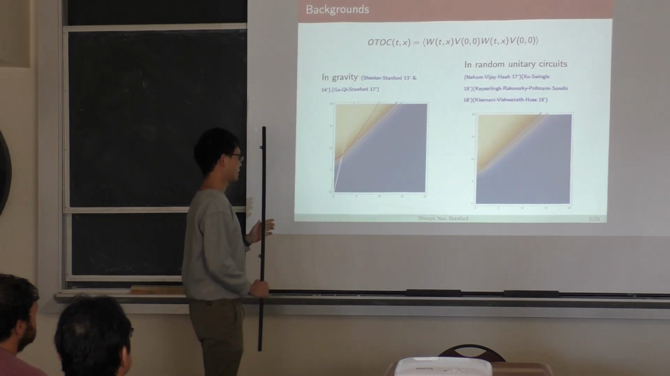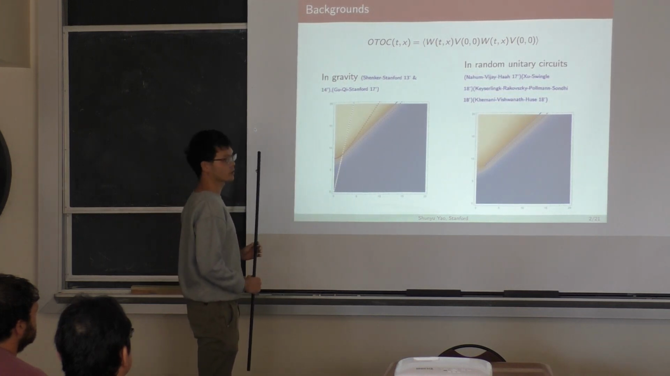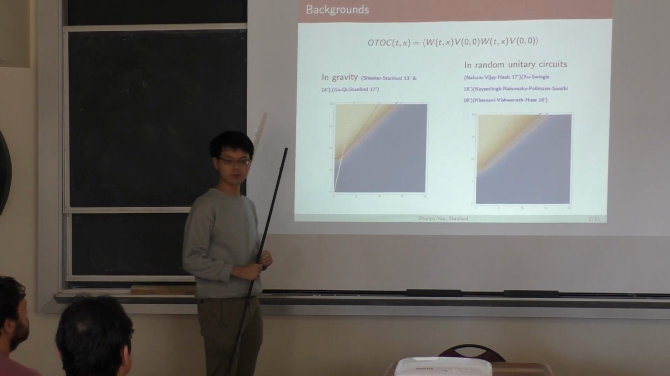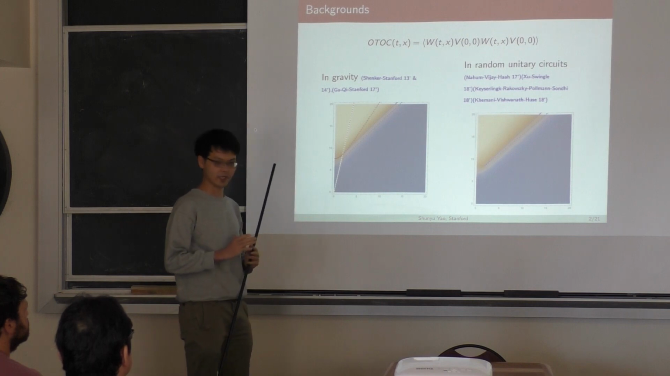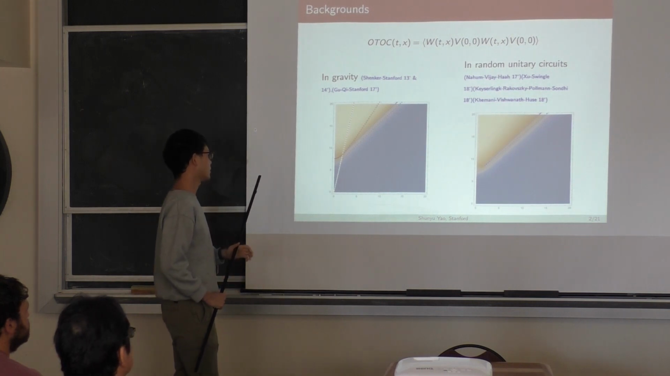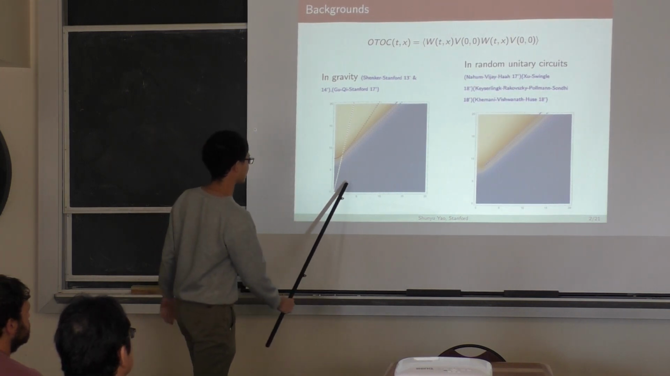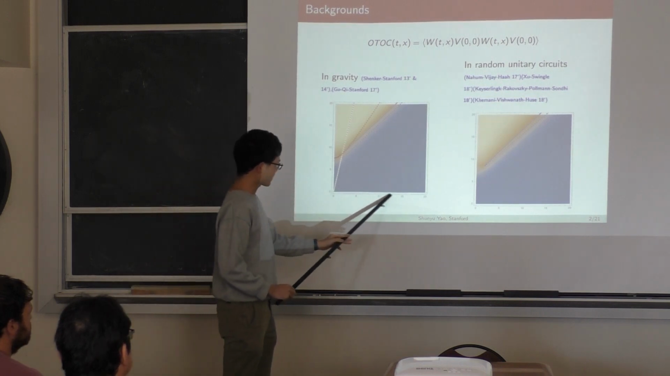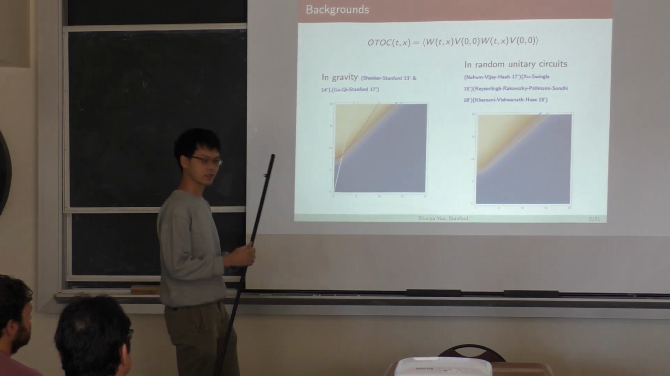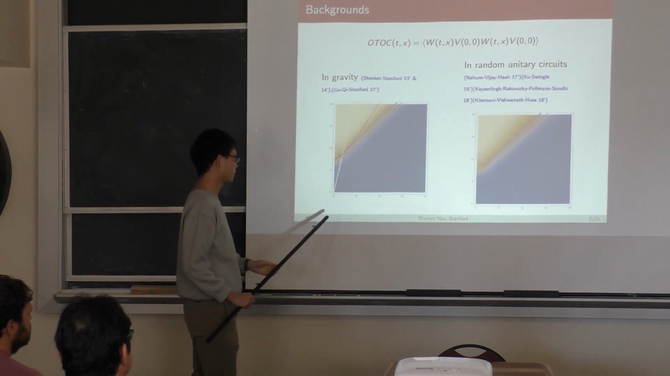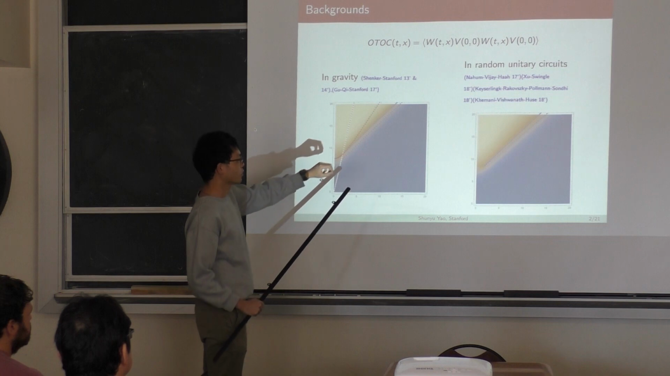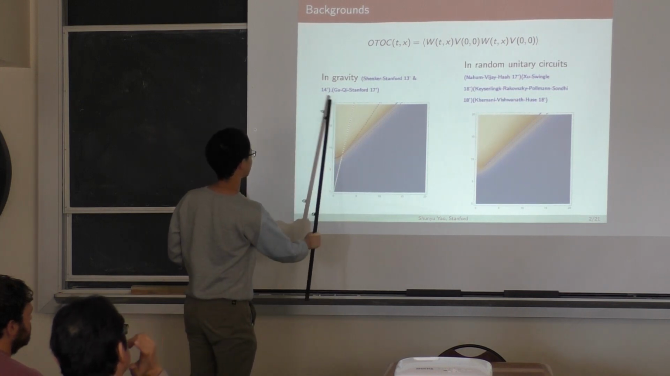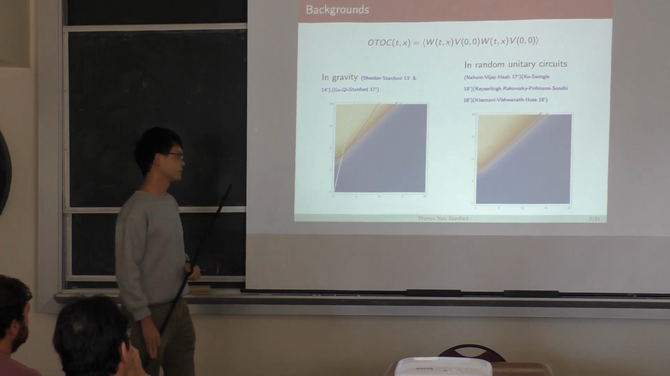One category is where this quantity can be calculated in gravity through holography. A similar result also shows up in some finite temperature systems, for example, SYK chains. What people get is basically this heat map. Let me go into this heat map a little bit. The horizontal axis here is x, the spatial separation between the initial perturbation and the point we're measuring, and the vertical axis is the time direction.